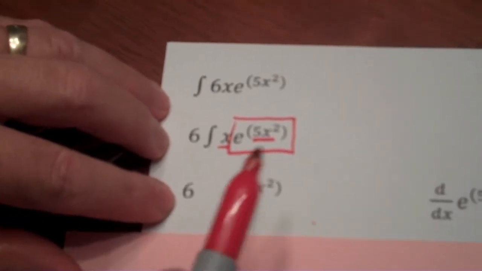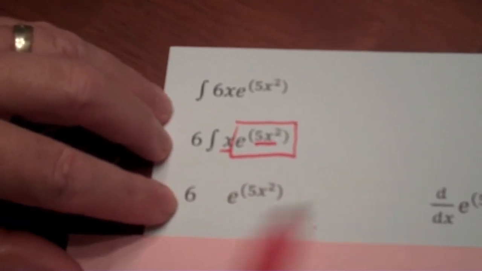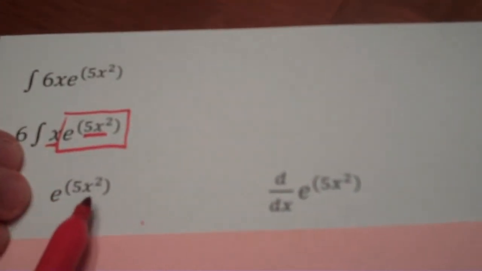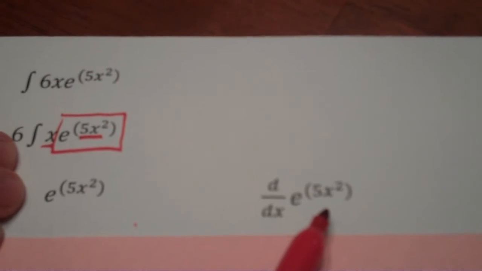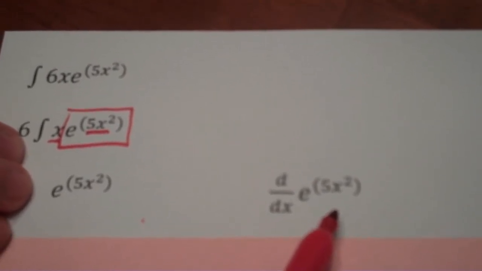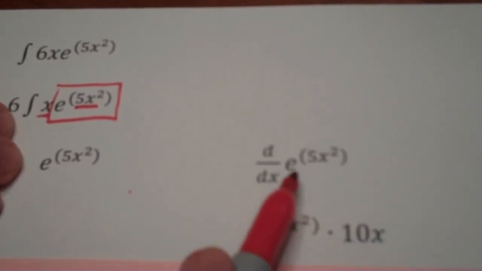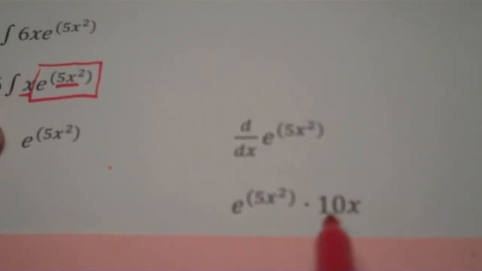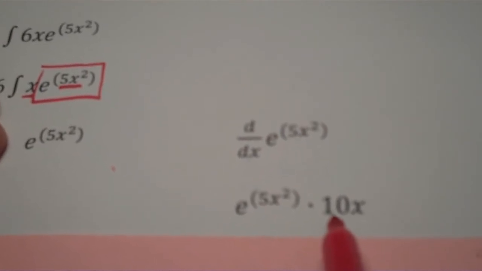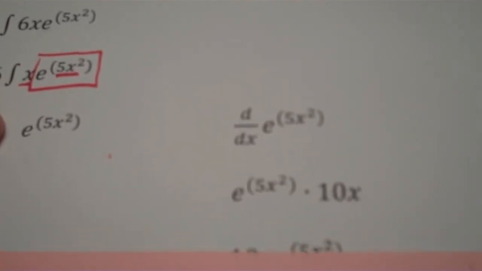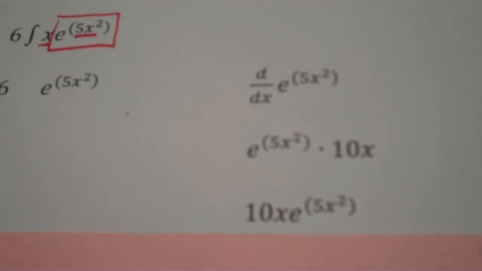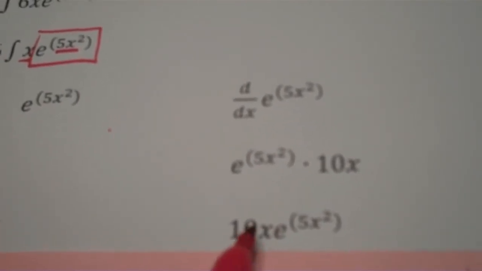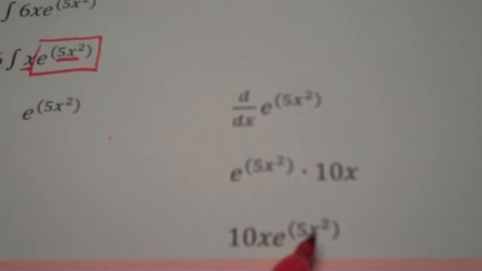Let's assume that this really was the answer. Let's go ahead and again take the derivative of just the e to the 5x squared and see if it really does give me the original answer that I had. In this case, I've got e to the 5x squared times, don't forget, I need the derivative of what's inside. Let's go ahead and move that 10x out in front and make it look more normal, if you will. What I have is 10x e to the 5x squared.